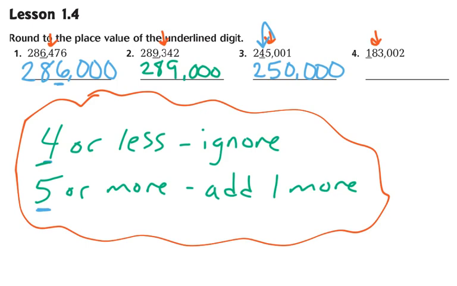Okay? And last problem where we're rounding. We're looking at our 100,000ths place to round to, so we look at our neighbor, which is an 8. An 8 falls into that 5 or more category, so we're going to add one more to our 100,000ths place. What we need to think is, is this number closer to 100,000 or 200,000? When we look at it and we see that its neighbor is an 8, we know that it's closer to 200,000.